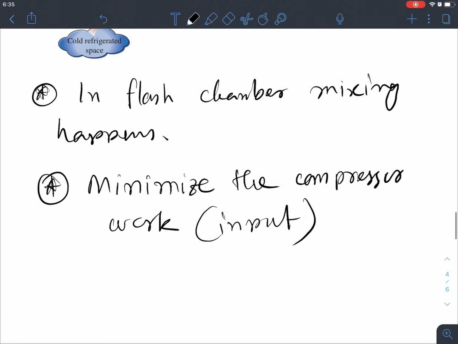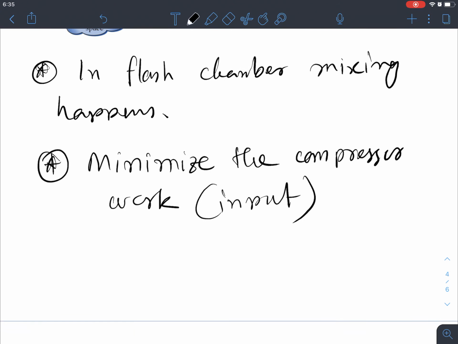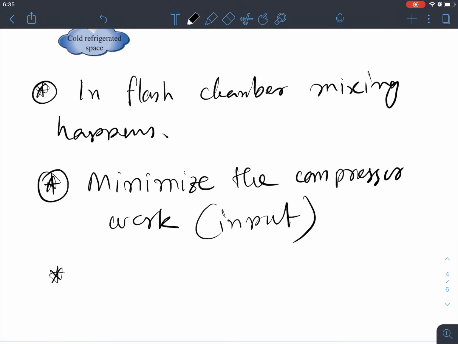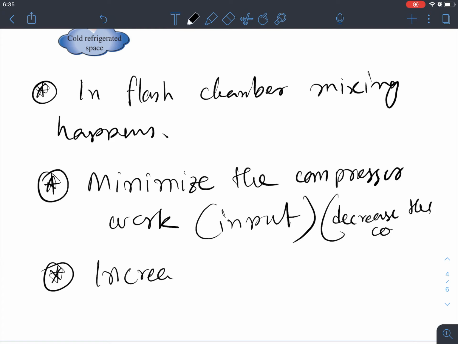So if we can decrease the input, then obviously we can increase the coefficient of performance, right? And also decrease the cost, and increase the cooling capacity.